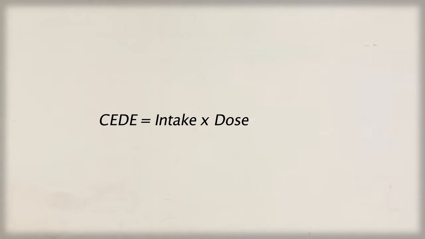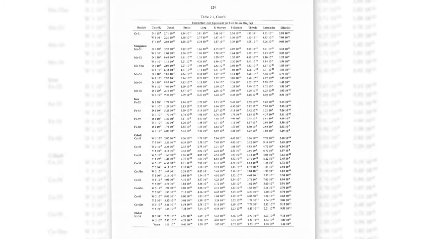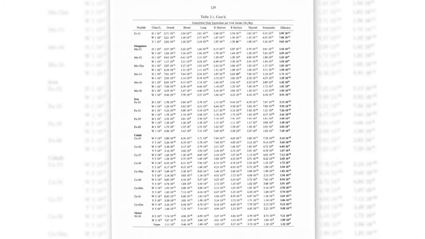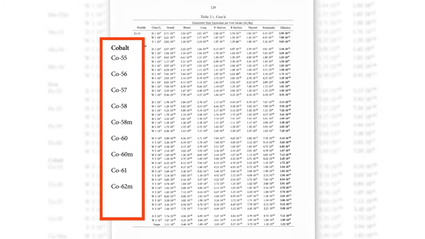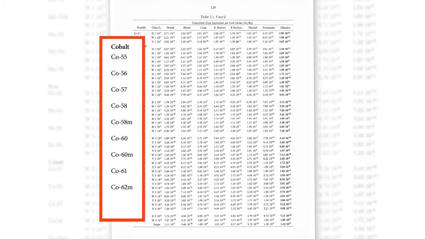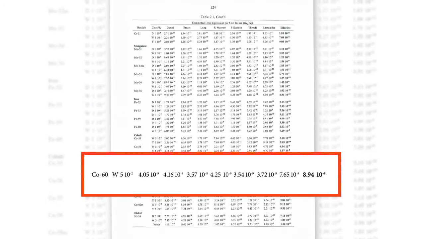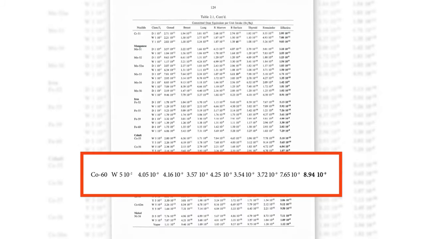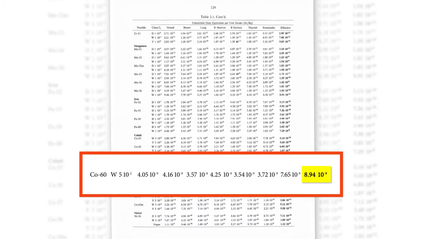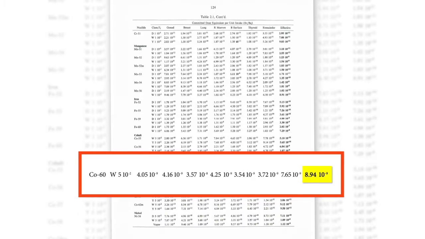A committed effective dose equivalent can now be calculated based on intake. Using Federal Guidance Report number 11, Table 2.1, we find the dose coefficients for inhaled isotopes of cobalt on page 124. Scanning across the table, the effective dose coefficient for Class W cobalt-60 is 8.94 times 10 to the negative 9 sieverts per becquerel of intake.